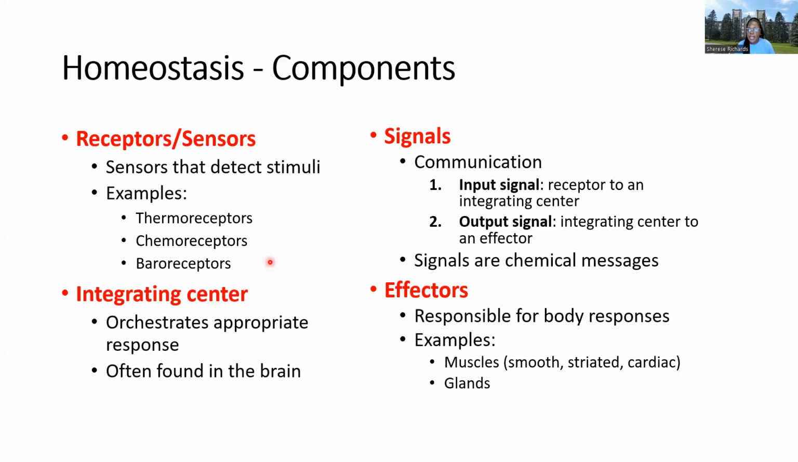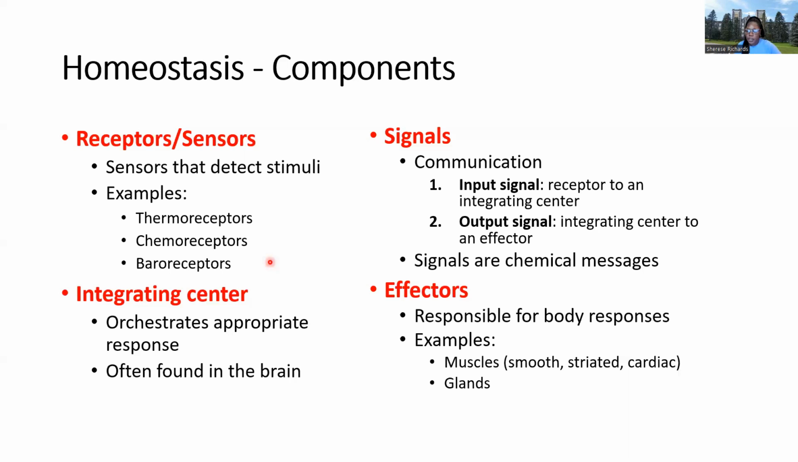Now, the signals are basically chemical messages. We'll speak a lot about this semester as far as signal transduction is concerned. How does the body actually send communication or send messages or signals? And that is basically via chemicals, neurotransmitters, or sodium and potassium movement. Those chemical movements are the mechanism by which the body will send these signals.